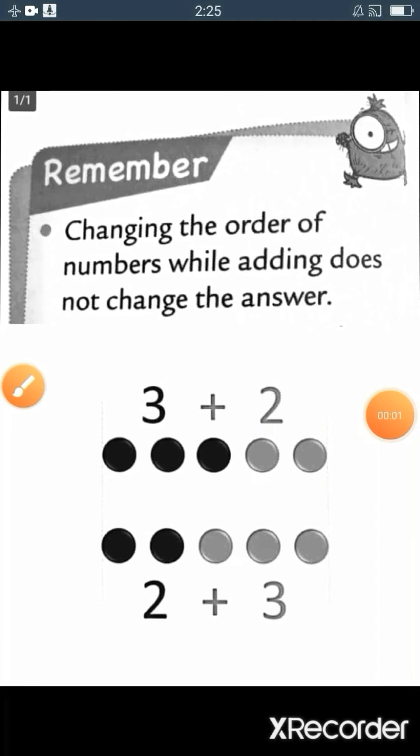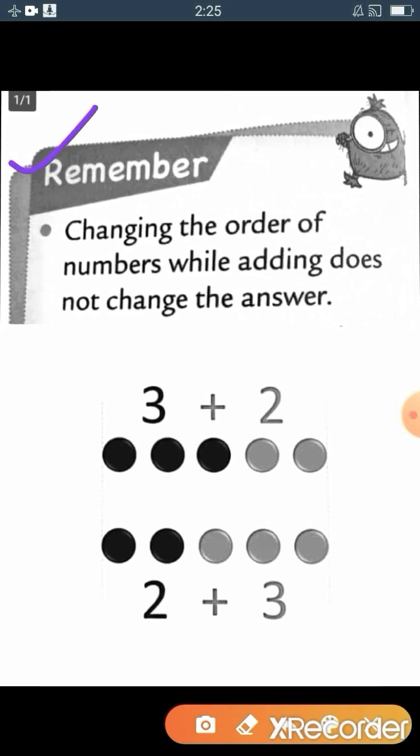This is the first addition fact, children. Remember, the first addition fact is: changing the order of numbers while adding does not change the answer. Let me explain this using an example which is given here.